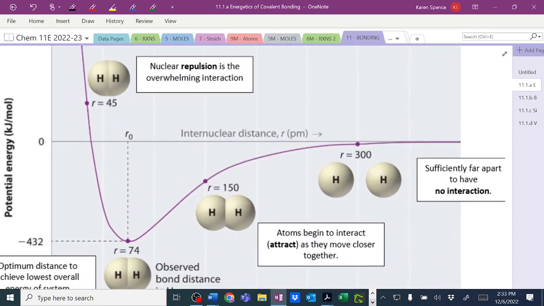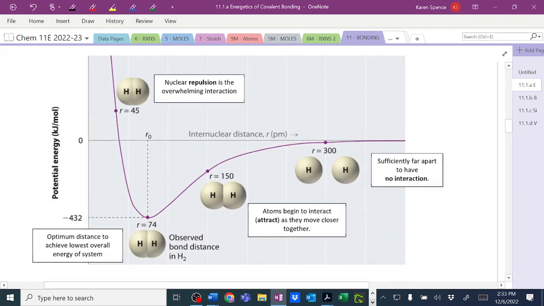Okay, so here is a diagram, and we're going to start over here, because over here, at this point, the two atoms are sufficiently far apart. So this is the internuclear distance along the x-axis. So if we're far over to the right, that is a large internuclear distance, yes? So they have no interaction.